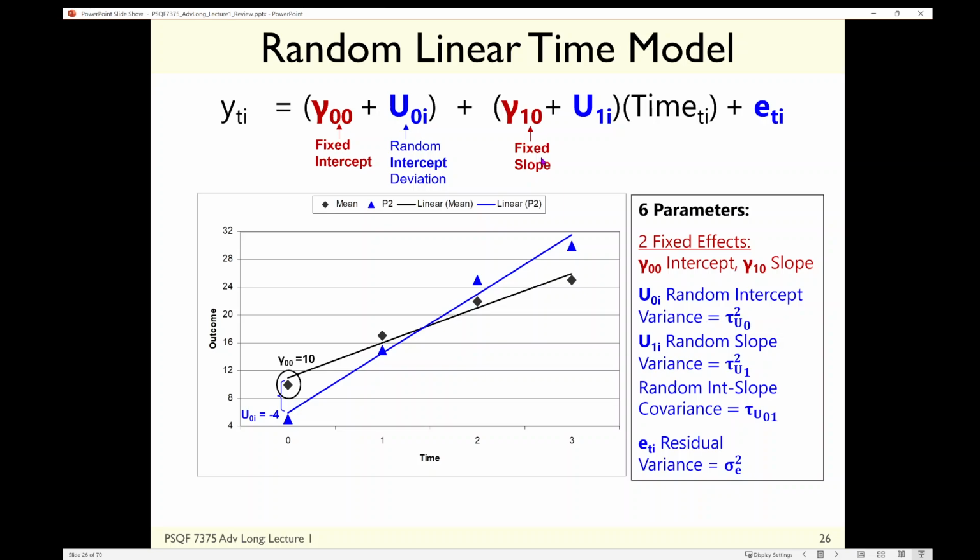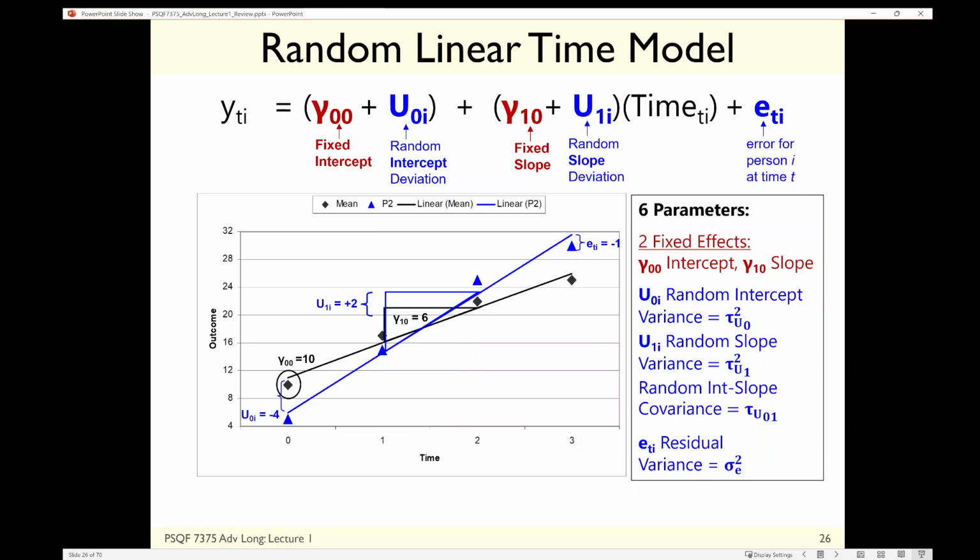Gamma 10 is the fixed slope. So to the best of my PowerPoint drawing abilities, this is rise over run, change in y over change in x. The outcome increases by 6 per unit time on average. U1i would give you the random slope addition for that person. So their random slope would be in this picture a +2, because their rate of change is 8 instead of 6. And then E is the deviation that remains from the line at each occasion, which is possible to observe so long as you have 3 or more occasions.